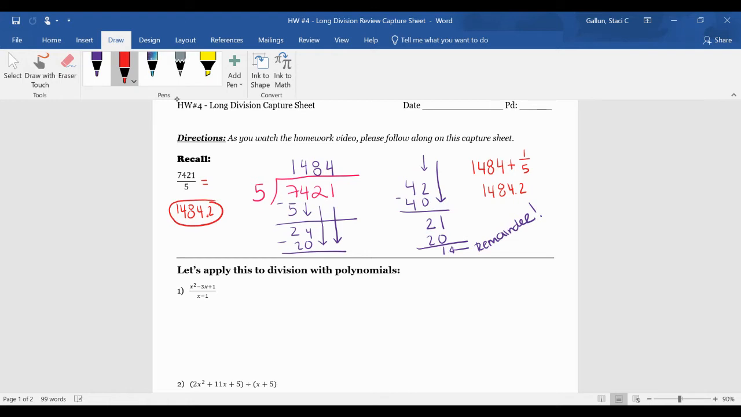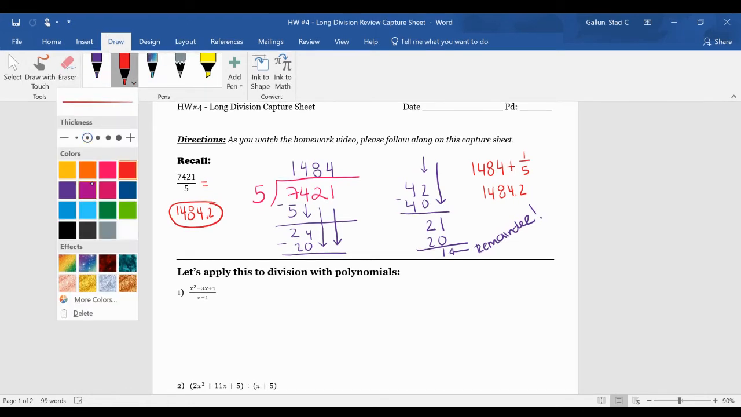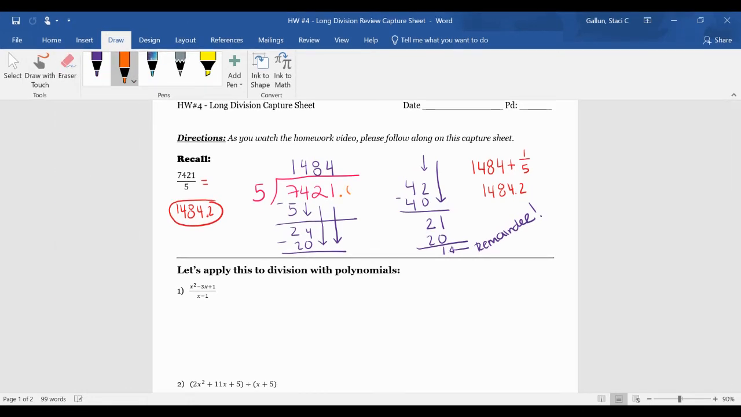Some of you might be thinking, didn't we do this and add a decimal point and a 0 and bring down the 0? You totally can, and you're going to get that too. That's not going to work as nicely for polynomials, so I do want to show you this. It's the remainder, how much am I left with? Well, I have 1/5. I'm actually 4/5 away from getting to a whole number. So this right here didn't divide evenly.